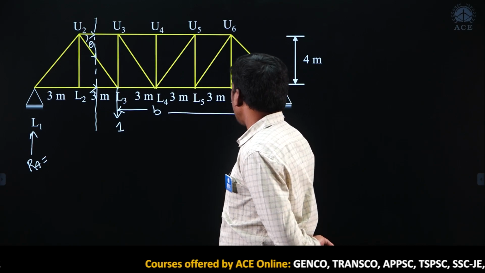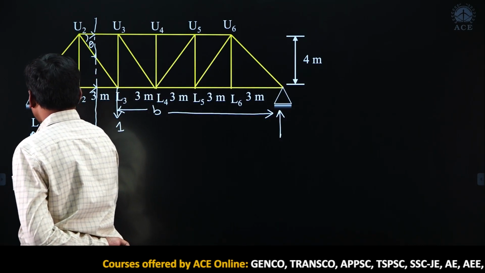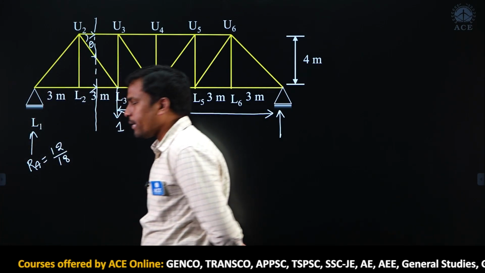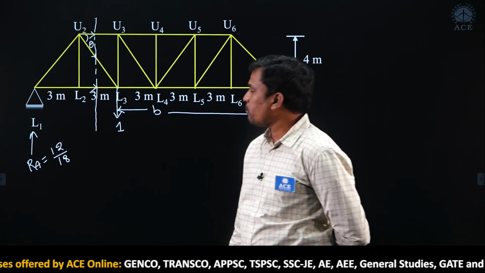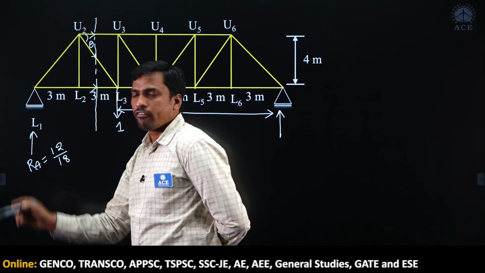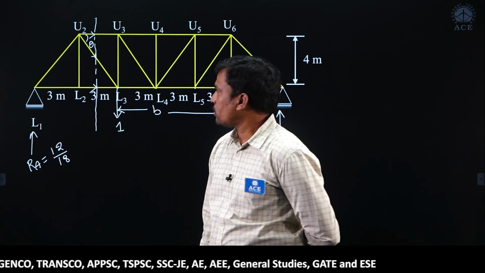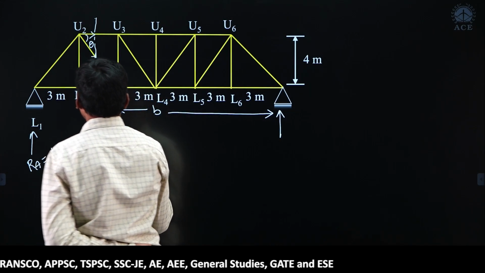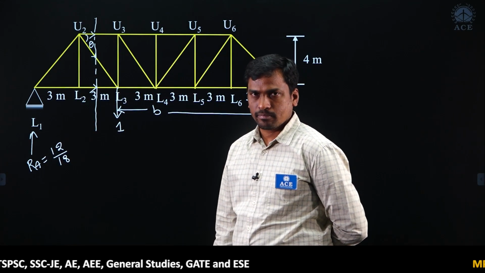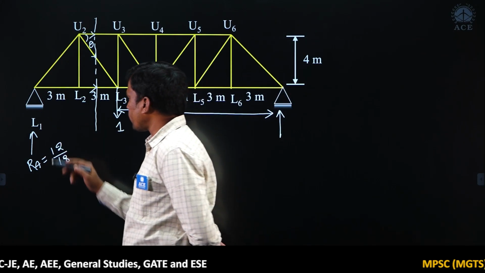1 2 3 4, then 12 by 18, B by L, right. W is 1, WB by L. Okay, then we will do analysis for the left part of the structure. If you do analysis for the right part, the load is there in the right part, so it is a waste of time. So better do analysis for the left part.